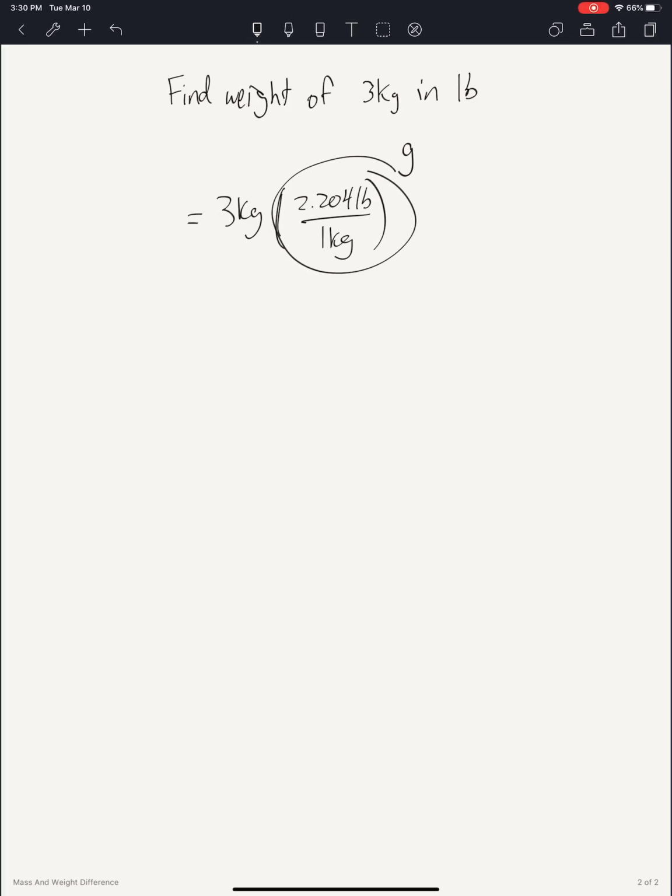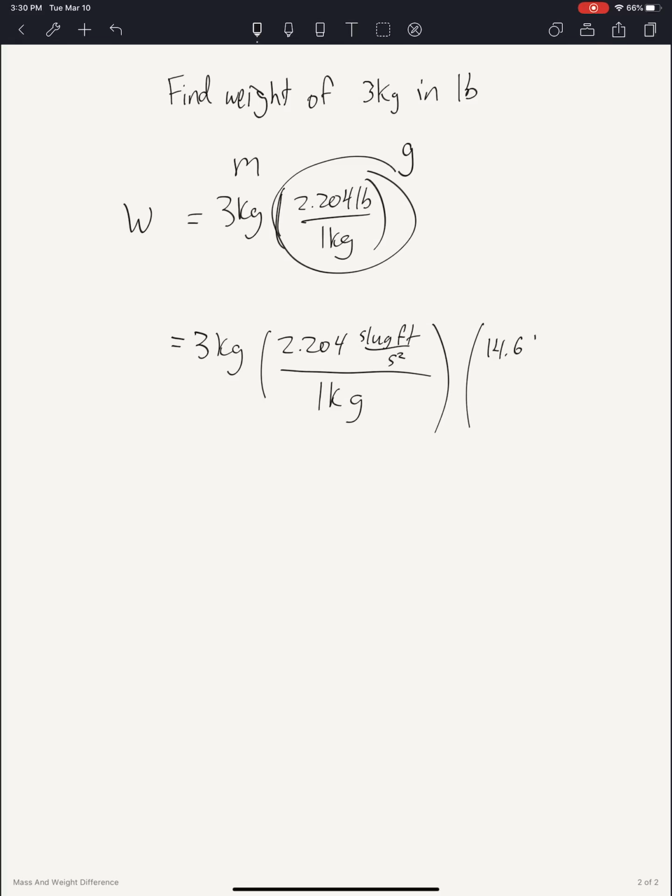Because I'm going to calculate a weight, and weight is equal to m times g. Is it evident that this is the acceleration due to gravity? No, not exactly. So let me write it out. 3 kilograms times 2.204, a pound is a slug foot per second squared, and a kilogram I'll just leave as it is. I want to convert slugs to kilograms, so I'm going to multiply by 1. There are 14.6 kilograms in one slug. I want to point out I haven't changed anything.